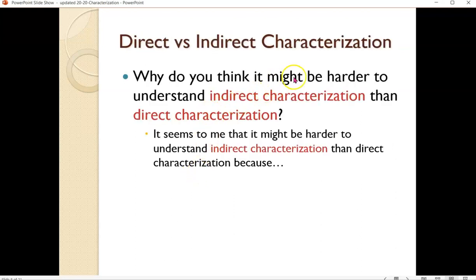So direct versus indirect characterization. Why do you think it might be harder to understand indirect characterization than direct characterization? So again, you're going to pause. And it seems to me that it might be harder to understand indirect characterization than direct characterization because, go ahead and pause the video, answer this question, and then continue on.